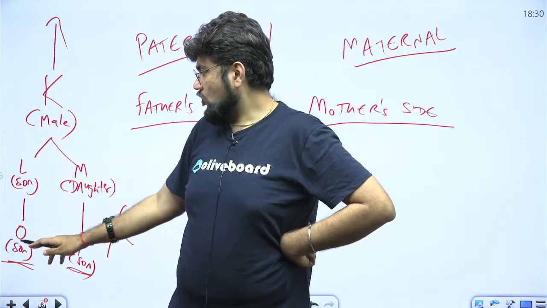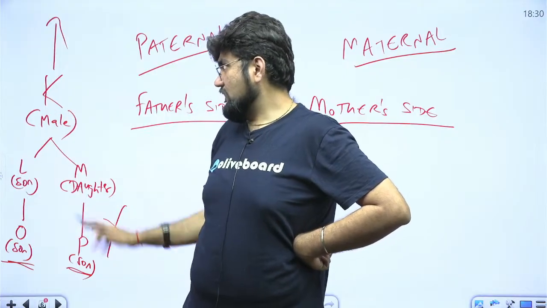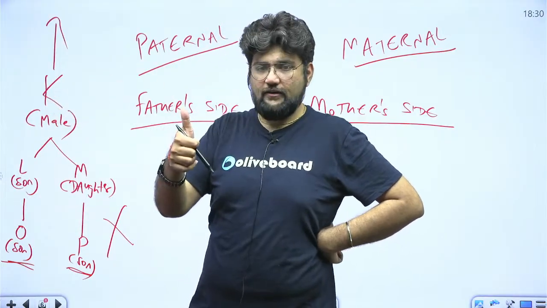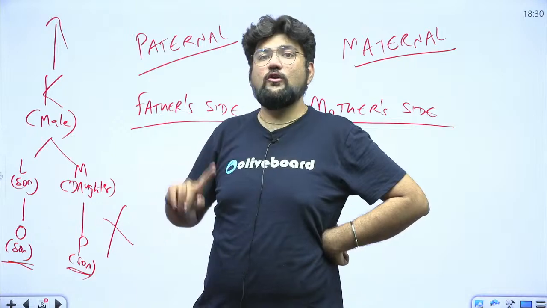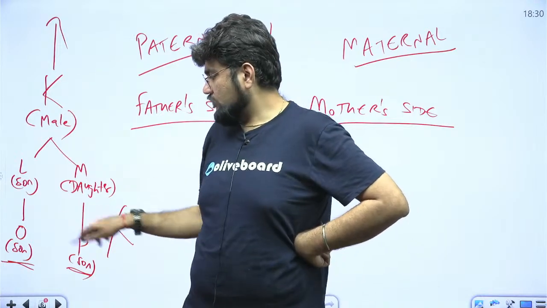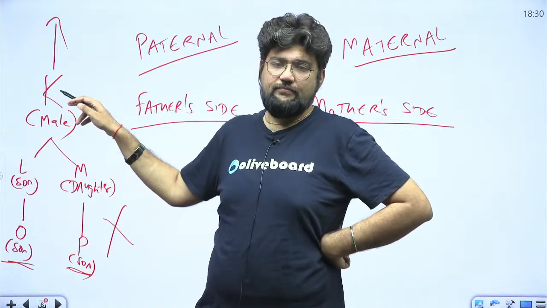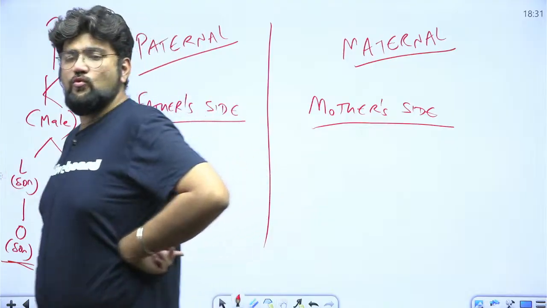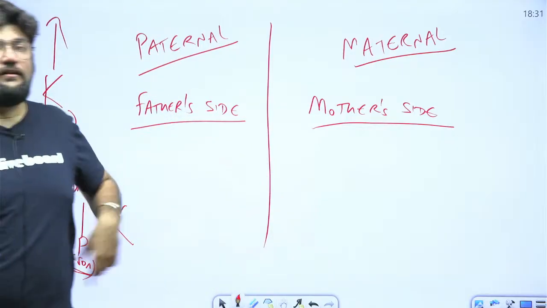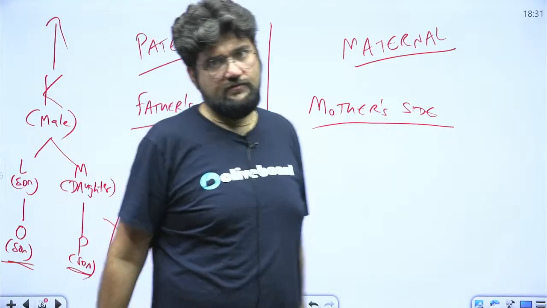So, for O, paternal grandfather. For P, maternal grandfather. You can do that. But coming down, you cannot do that. Coming down, both of them, O and P, are grandsons to K. Both are grandsons to K. You cannot use the word paternal, maternal coming downwards in your generations.